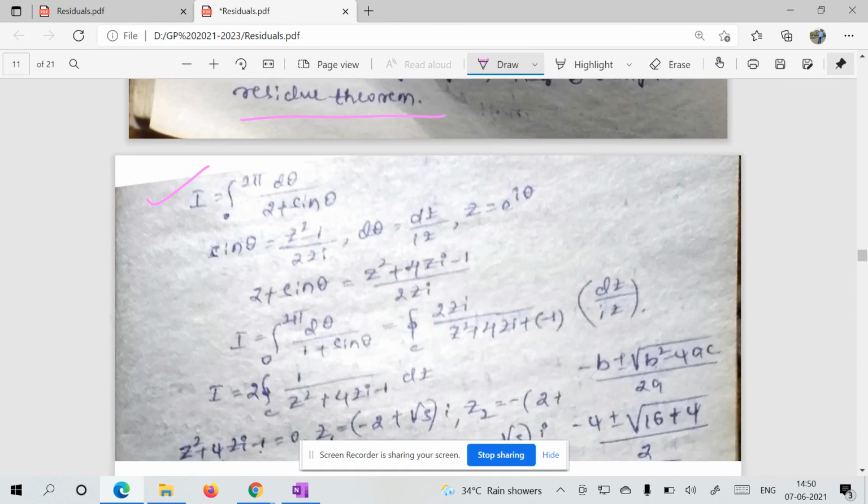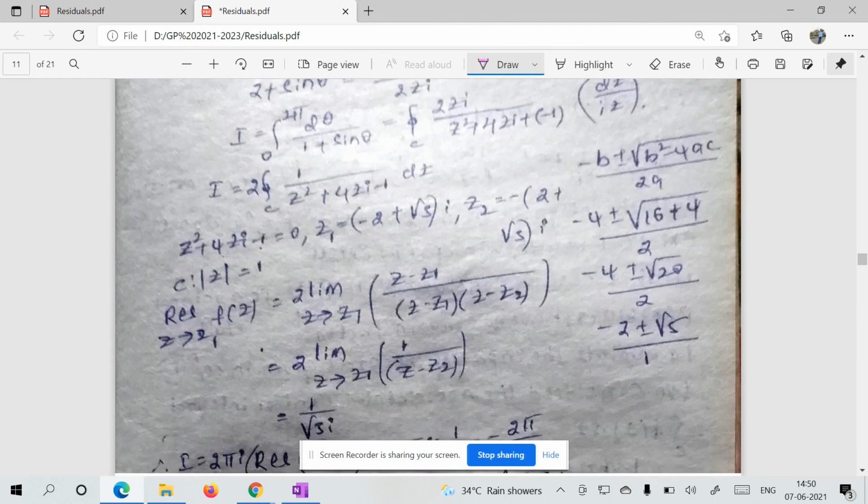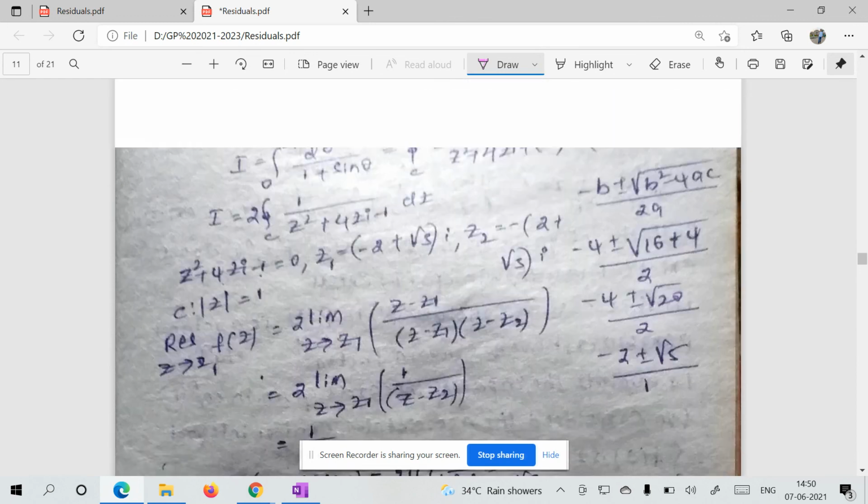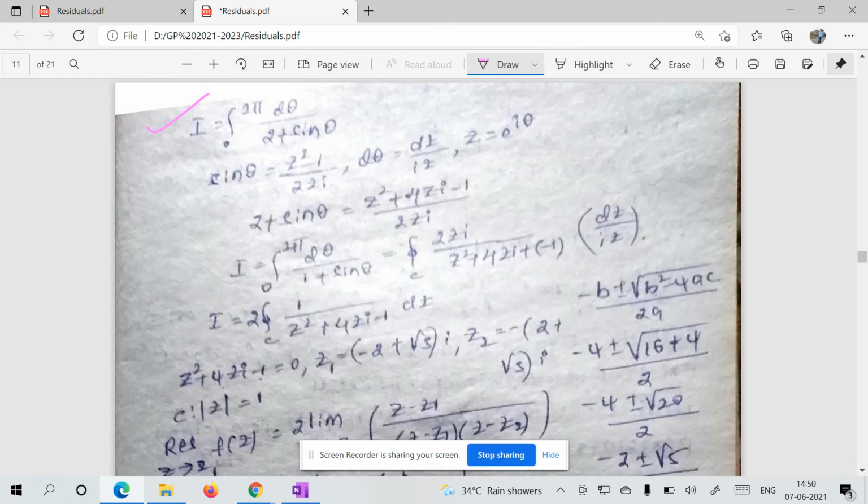To understand this residues concept, I will simply explain. Suppose sin theta equals (z square minus 1) by 2zi, and the d theta value and z value are substituted.